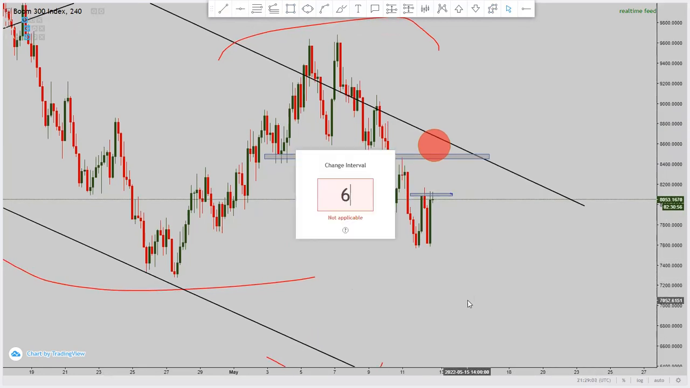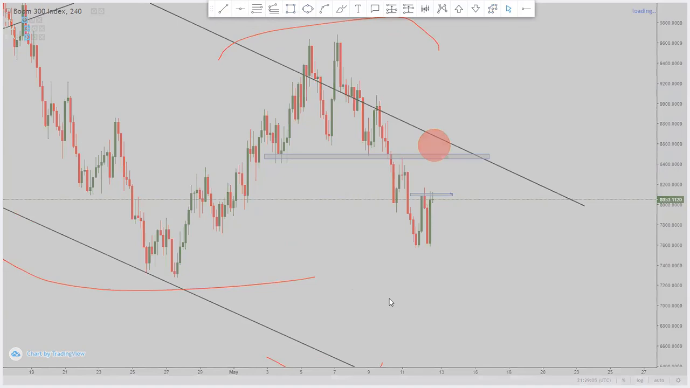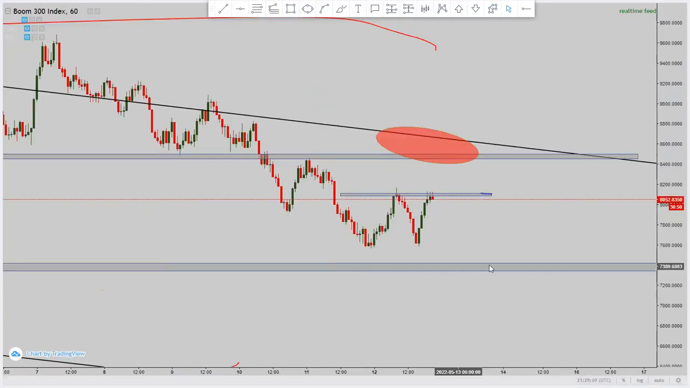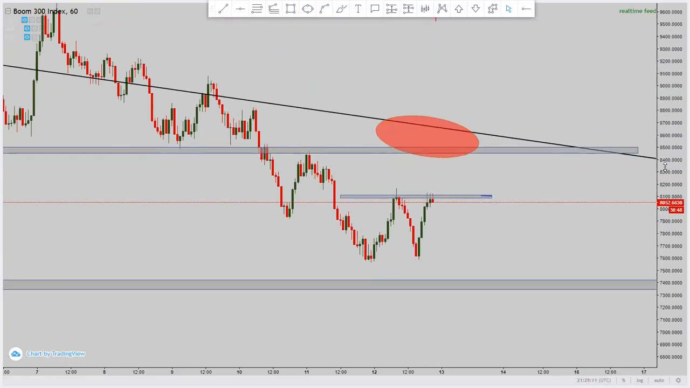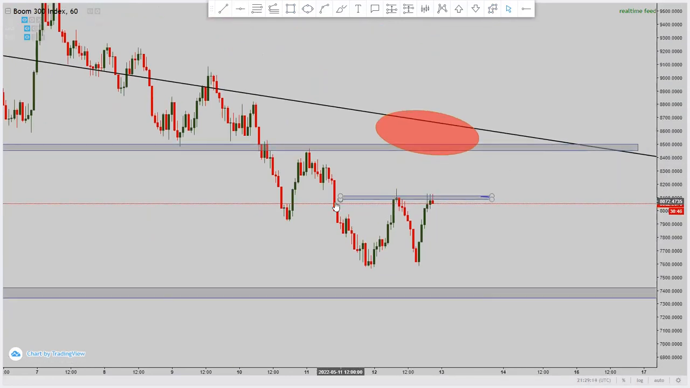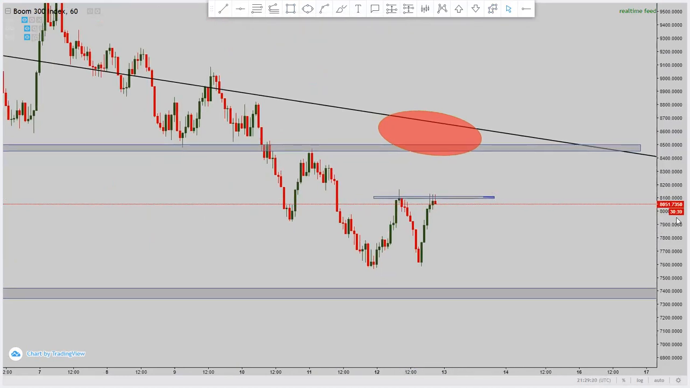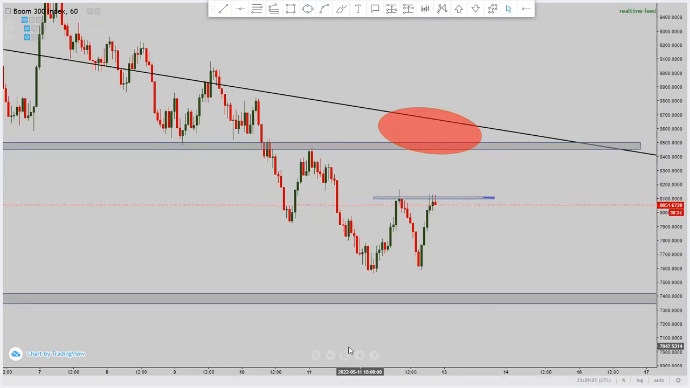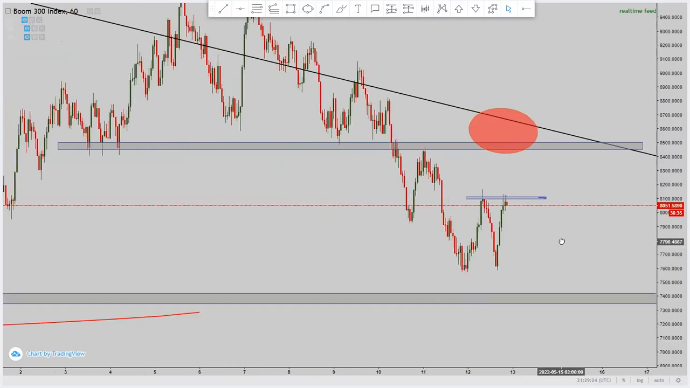So that is what we are seeing on the Boom 300. On Boom 300, we are in a major downtrend. If you check right now, price is even respecting that lower low that we saw on the 4-hour, and it's even showing us some momentum here on the 1-hour to go down.